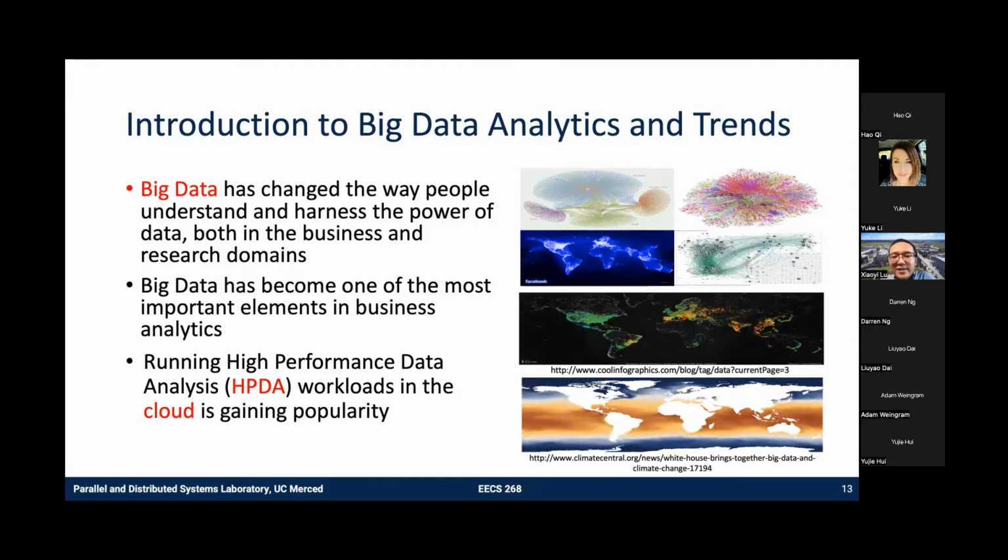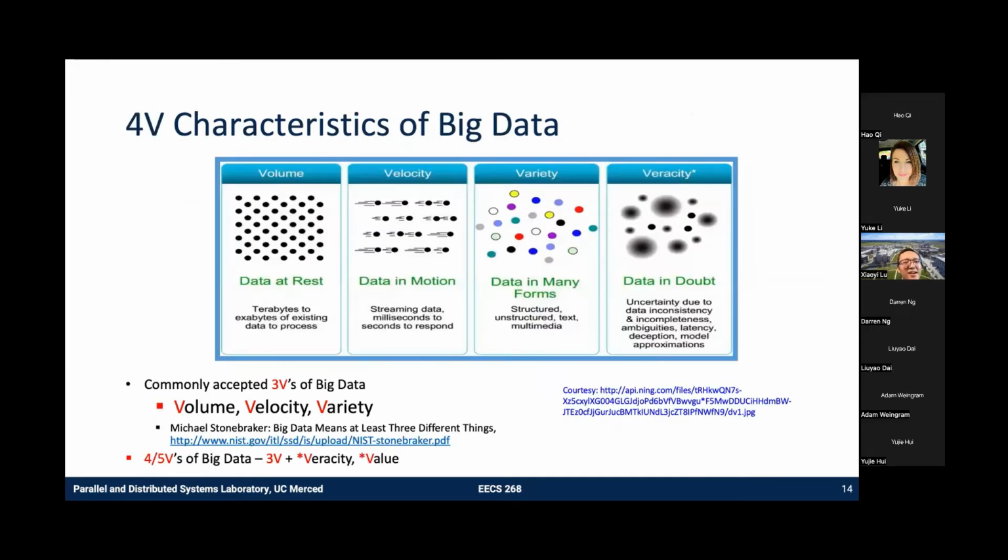Some of them are from Facebook, some from research teams. They are trying to solve different kinds of problems, but all of them are trying to handle or analyze a big amount of data. Sometimes we also call it high performance data analysis, HPDA workloads, in the cloud or in HPC infrastructures. Typically, people use different ways to describe big data problems or issues.